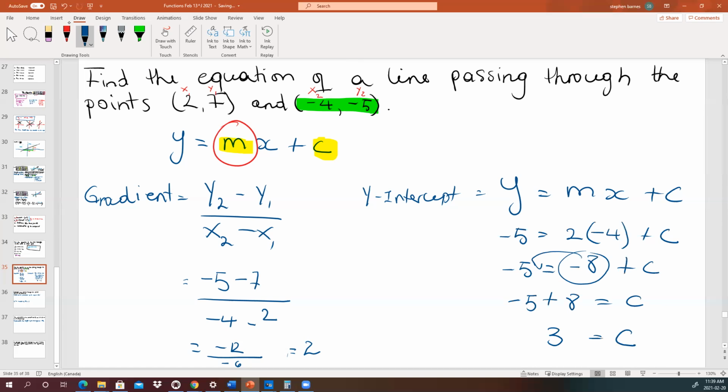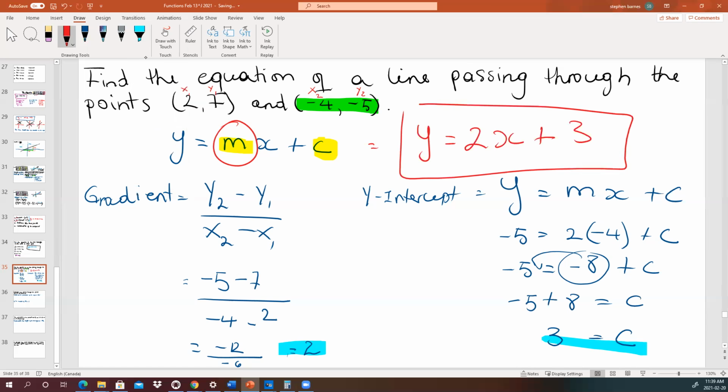So you have your answer there, you have your C and you have your M. Let me just highlight them. You have your M here and you have your C there. So you can now write your equation of your line. I'm putting it in red up here. So you put y equals your M, which is 2x, plus your C, which is 3. So this here would be your answer. Questions?